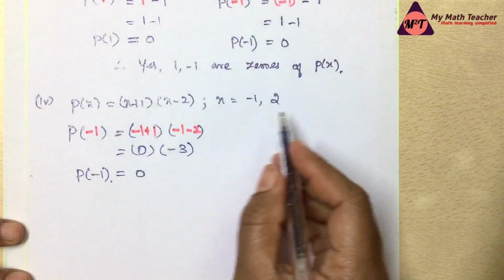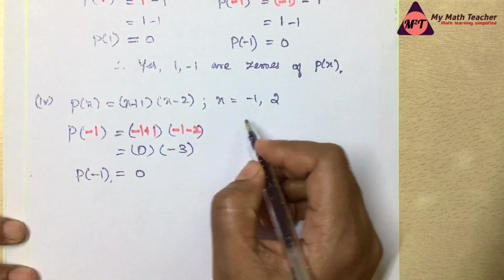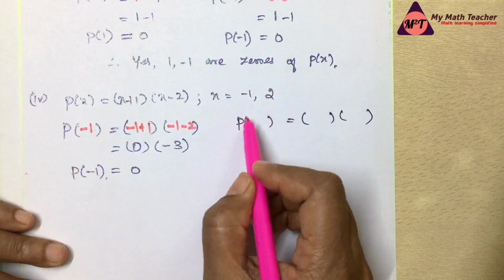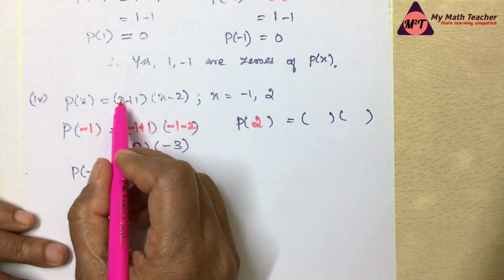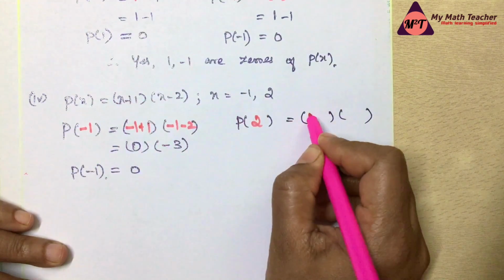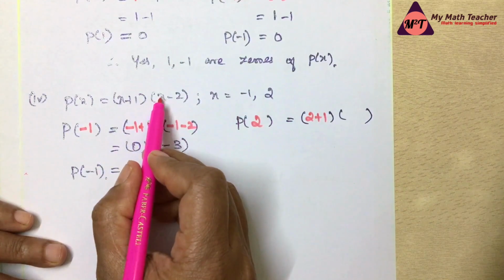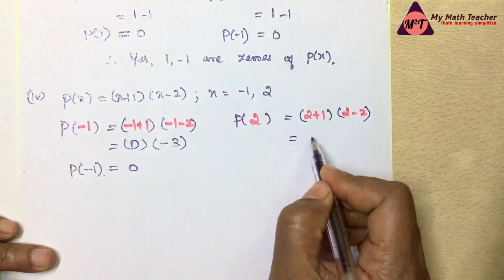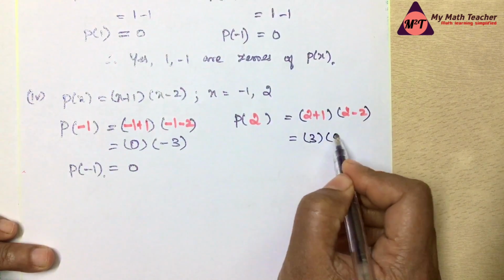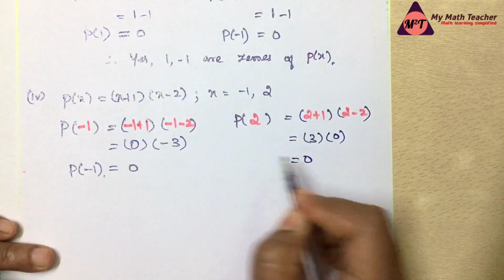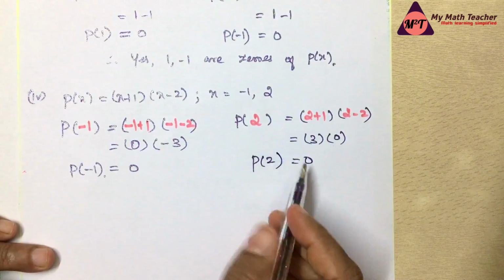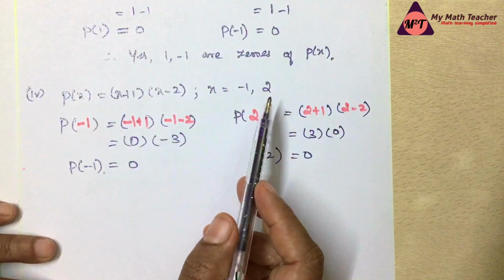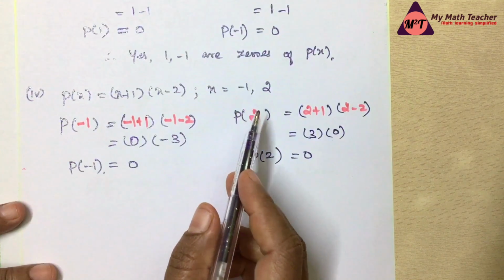Now let us check for the next value, that is p of 2. Now let us substitute 2 instead of x. P of 2 is equal to x plus 1, that is 2 plus 1. Next is x minus 2, 2 minus 2. Now it is 2 plus 1 is 3 into 2 minus 2 is 0. Again 0 into any number is 0. P of 2 is equal to 0, the same as the previous one. For both the values, we have got the polynomial as 0. Then both the values are the zeros of p of x.